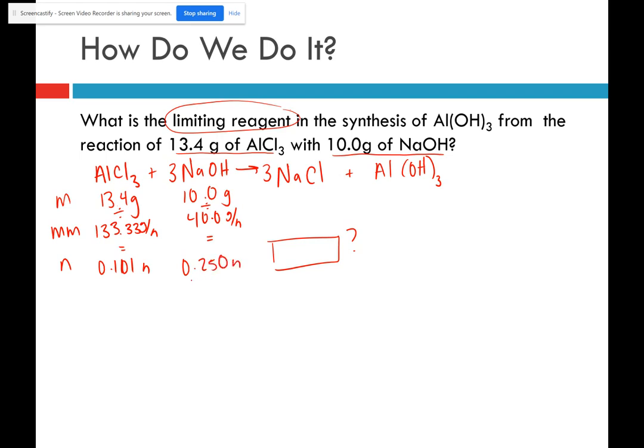Now, it's not which one of these two numbers is smaller, it's which one is going to make less of this. So we need to do mole ratios of this and mole ratios of this to see which makes less, because it's not always what you have less to start with. It's always what is going to end up making less at the end. And that's going to be different depending on what those mole ratios are.